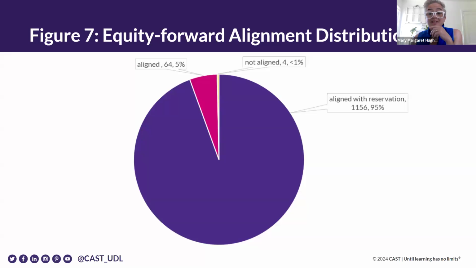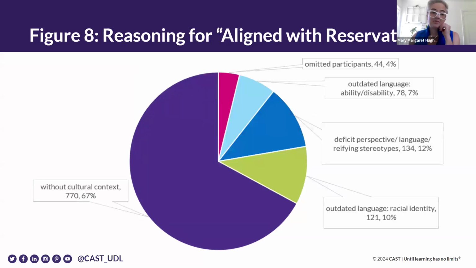So research that was coded as aligned adhered to all of these points on the previous slide. They were equity forward, they used bias-free language, they were asset-based in quality, if not by name. However, most of the research, as you can see from this graph, was aligned with reservation because these data alone really didn't offer usable information, right? This graph alone doesn't really tell us much. So let's look next at some of the reasons why articles were flagged as aligned with reservation.